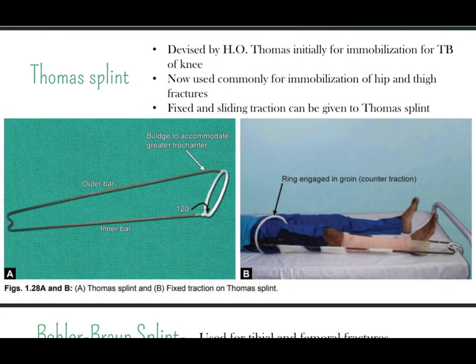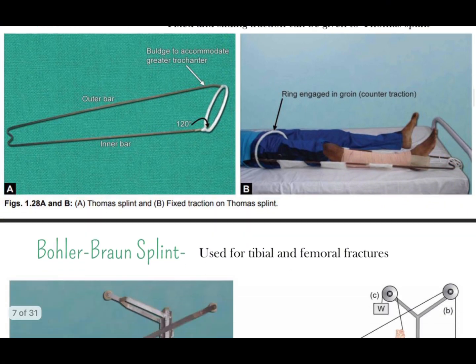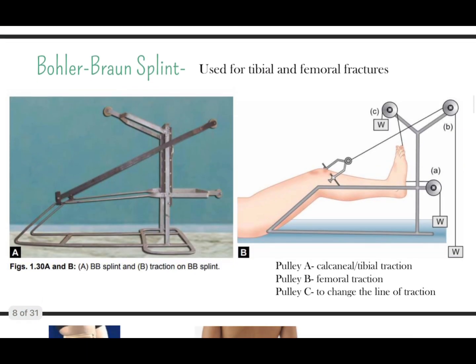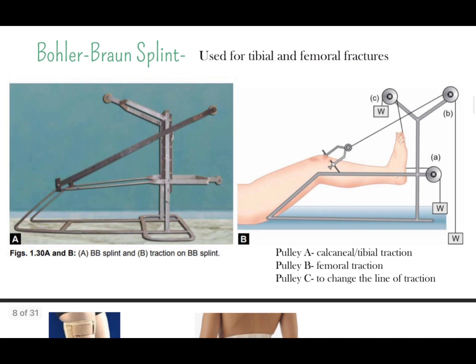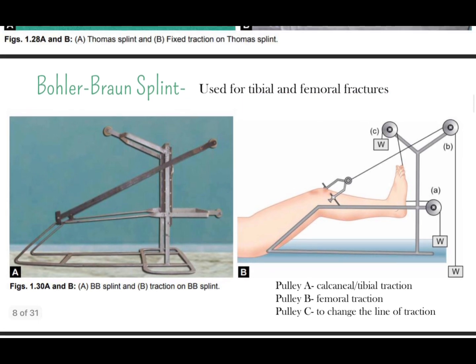In this picture we can see that the ring has been engaged in the groin, and the bulge accommodates the greater trochanter. This ring provides the counter traction. We can see that a traction system has been connected to this Thomas splint. Another one is the Bohler-Braun splint. It is generally used for tibial and femoral fractures. It has been attached to a sliding traction.